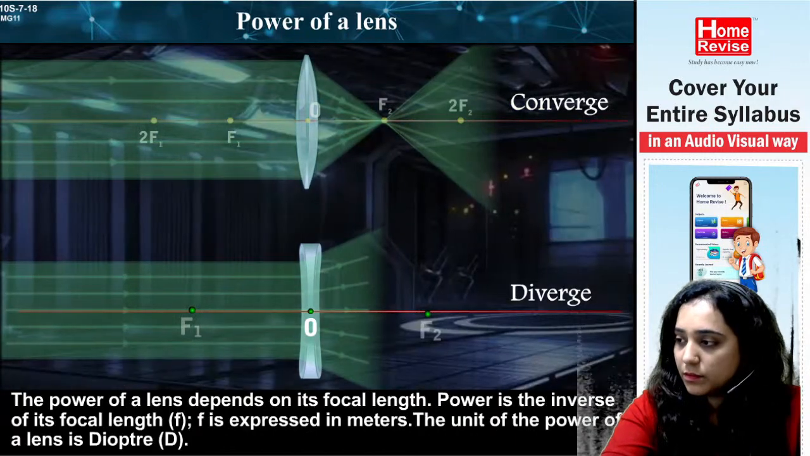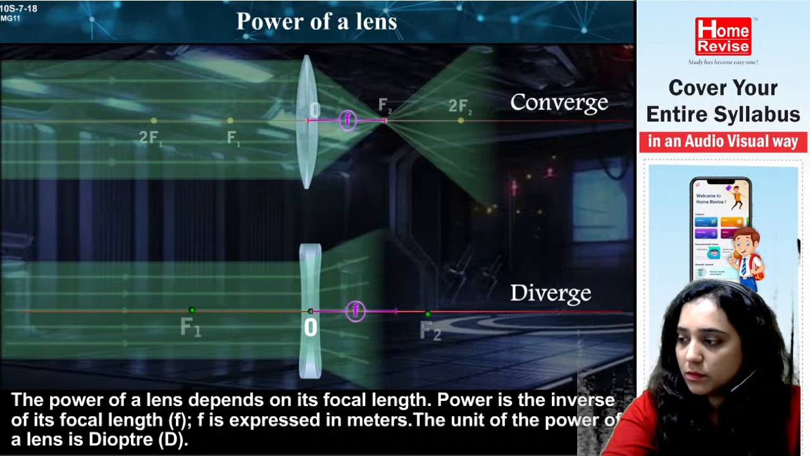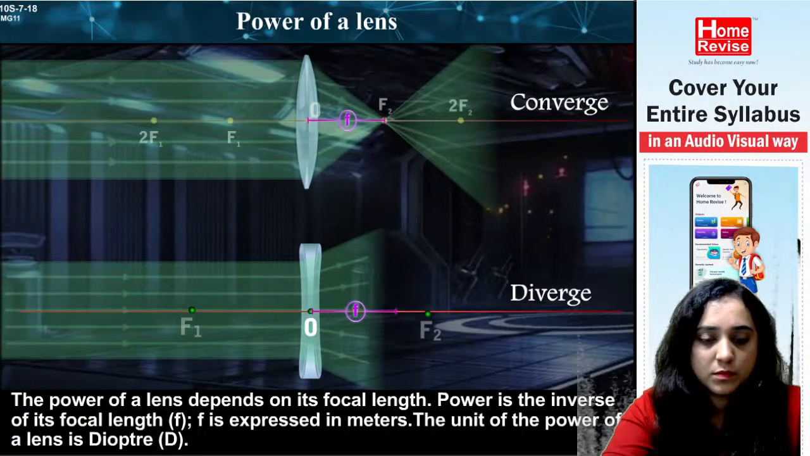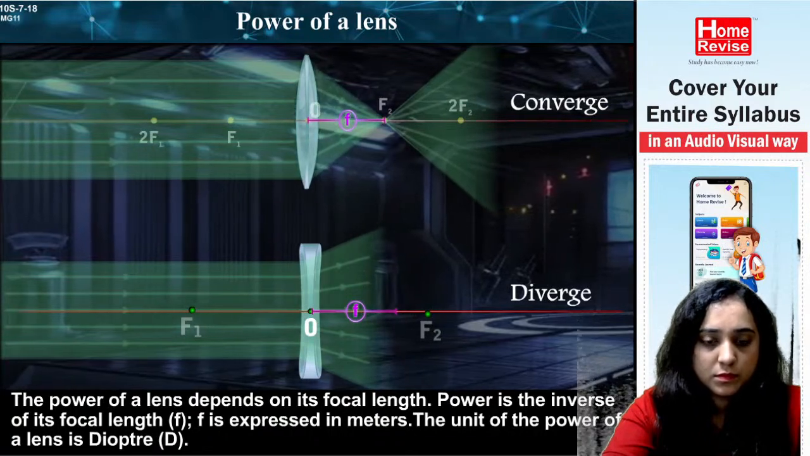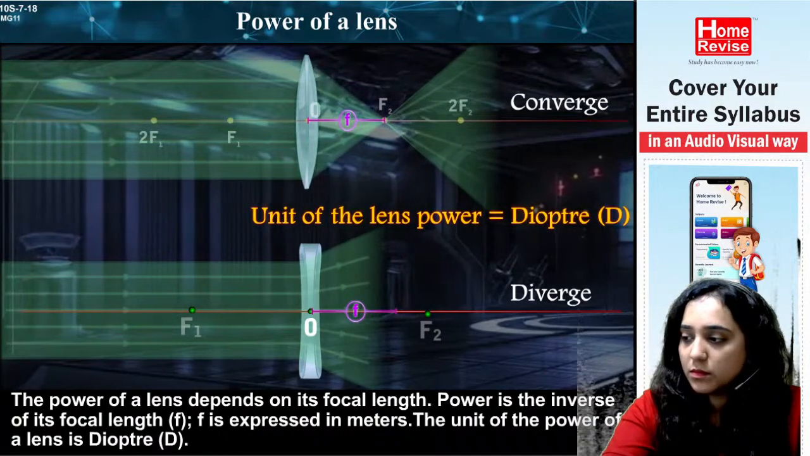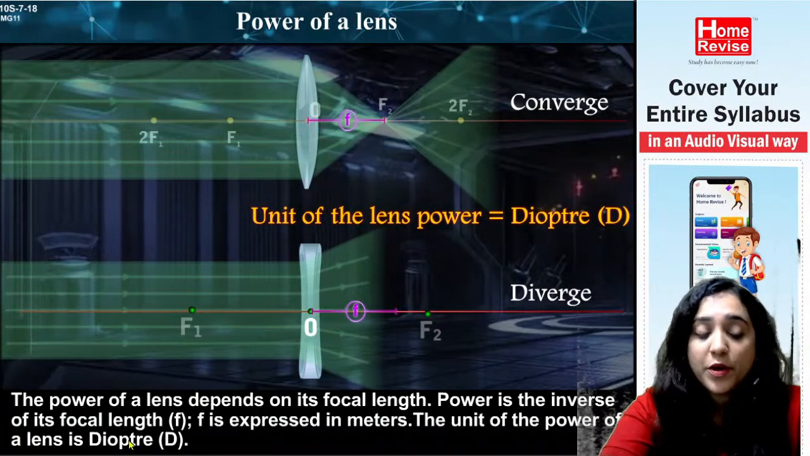The power of a lens depends on its focal length. Power is the inverse of its focal length, f. f is expressed in meters. The unit of the power of a lens is diopter or D. Yes, now this point is extremely important to understand.